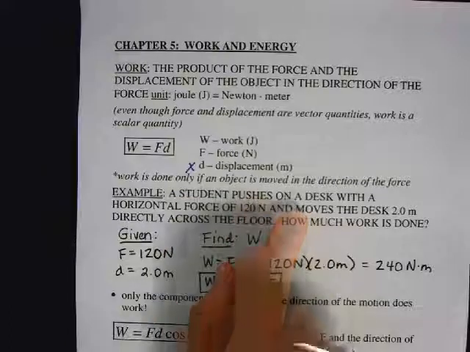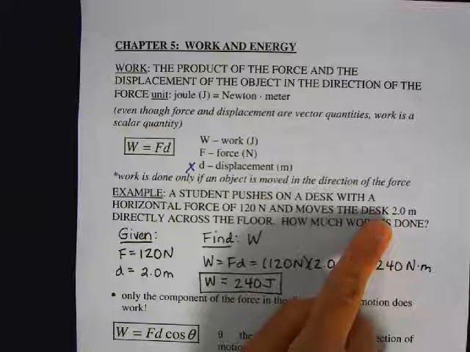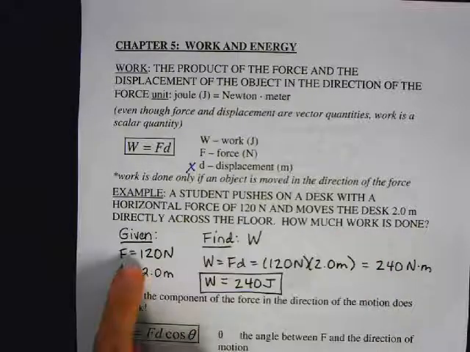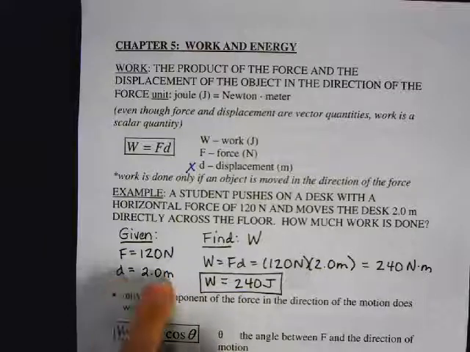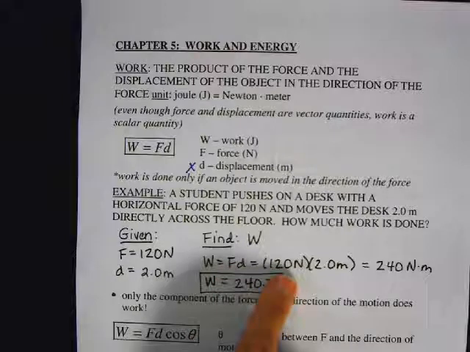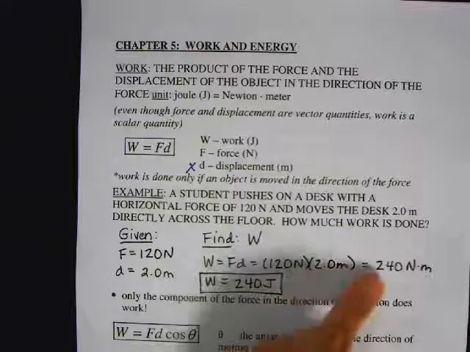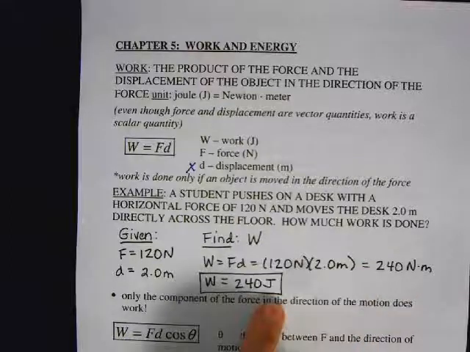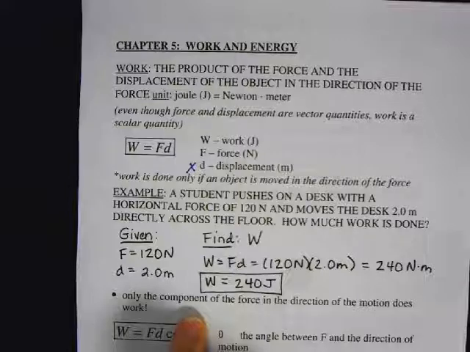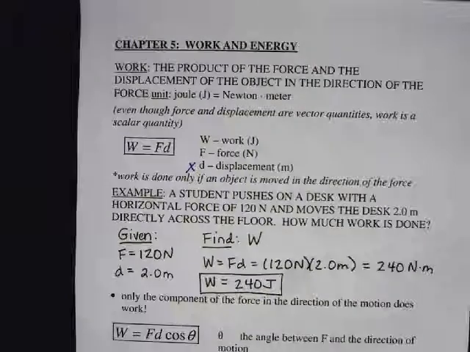So here's our first example. A student pushes a desk with a horizontal force of 120 newtons and moves the desk 2 meters directly across the floor. How much work is done? So the force is 120 newtons. The displacement is 2 meters. I want to find the work. Work is equal to FD. 120 newtons times 2 meters. 120 times 2 is 240, and a newton times a meter is a joule. But again, only the part of the force that's doing work in that direction is what matters.